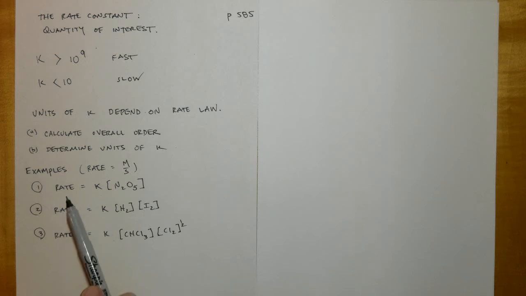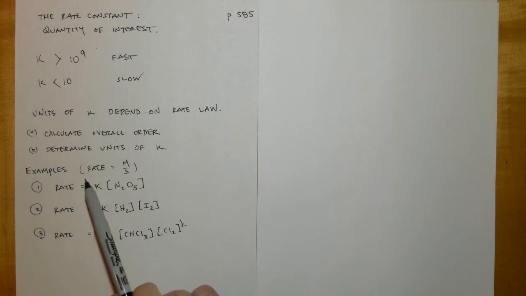But here are 3 example rate expressions or rate laws. The first one, rate equals K [N2O5] to the first power. The second one, rate equals K [H2] to the first power, [I2] to the first power. And the last one is rate equals K [CH3] to the first power, [Cl2] to the 1/2 power. Ooh, a real odd one there.